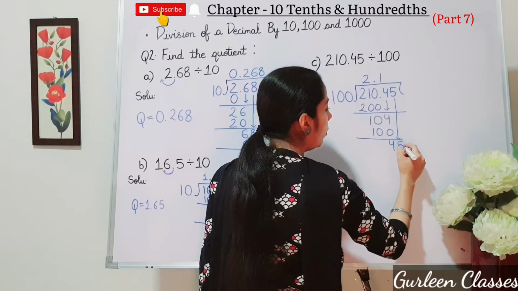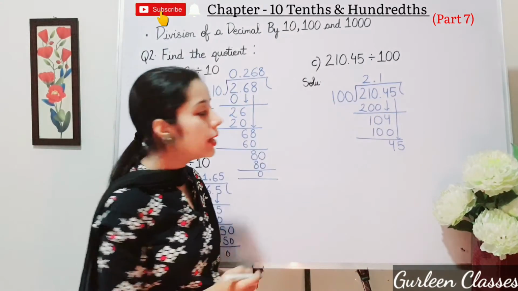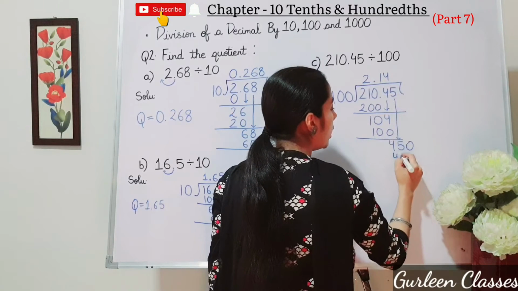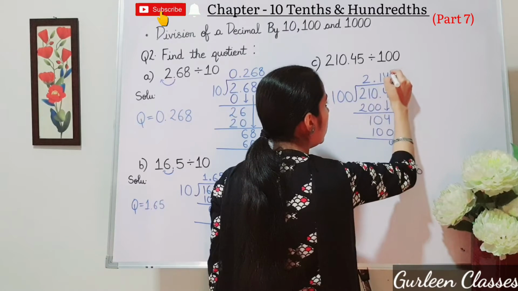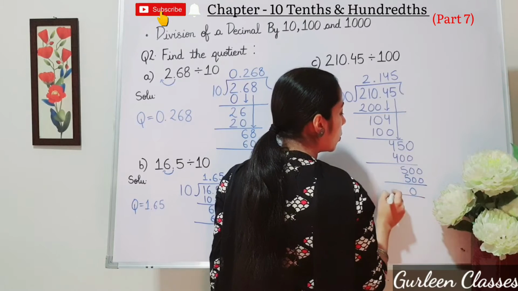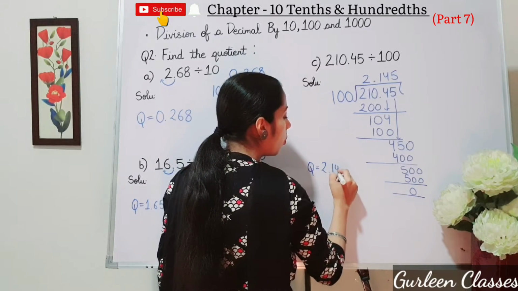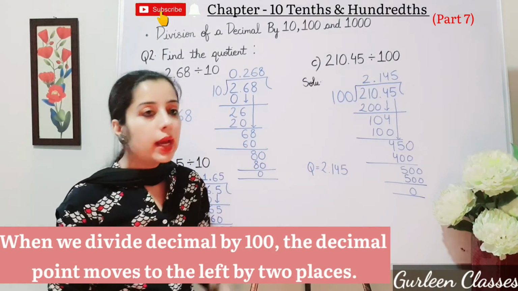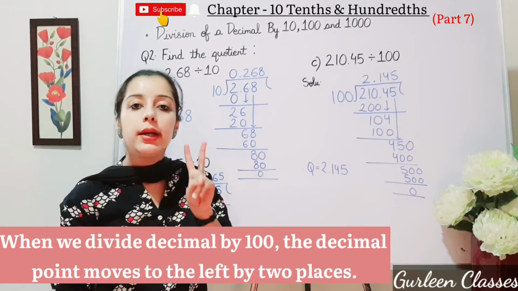5 will come down. Now we can add 0 as the decimal point is here in the question. So it will be 0. 100 4s are 400. Then 5, 0, 0. 100 5s are 500. Remainder is 0. So the answer is coming 2.145. When we divide a decimal by 100, the decimal point moves to the left by 2 places.